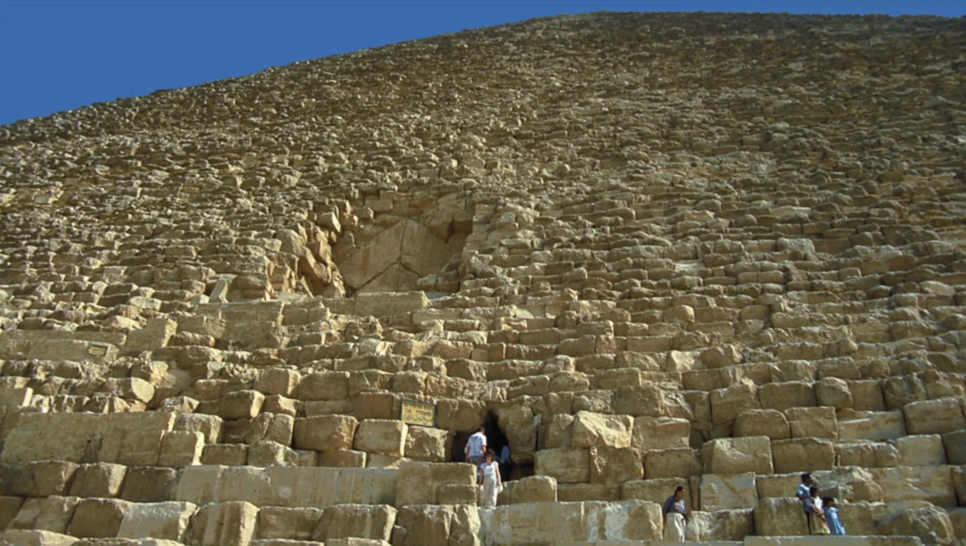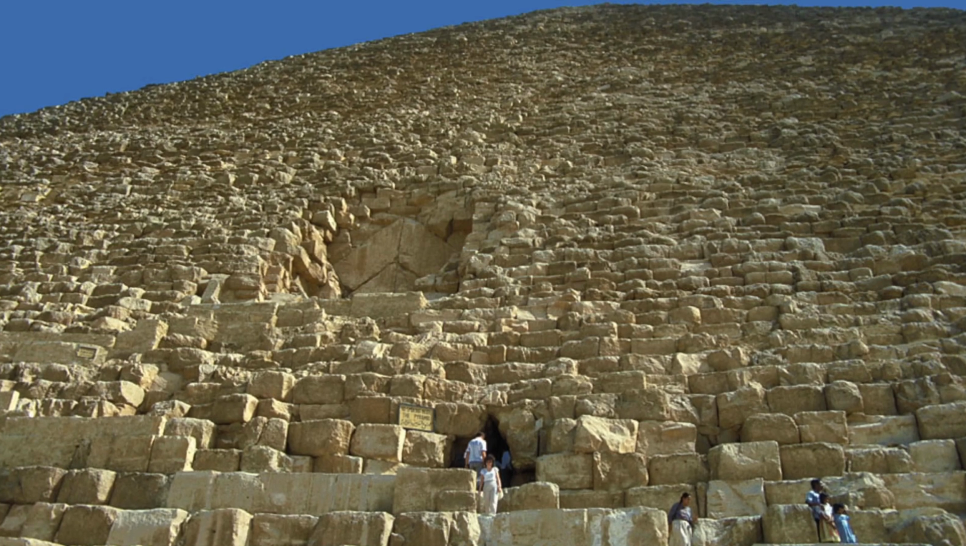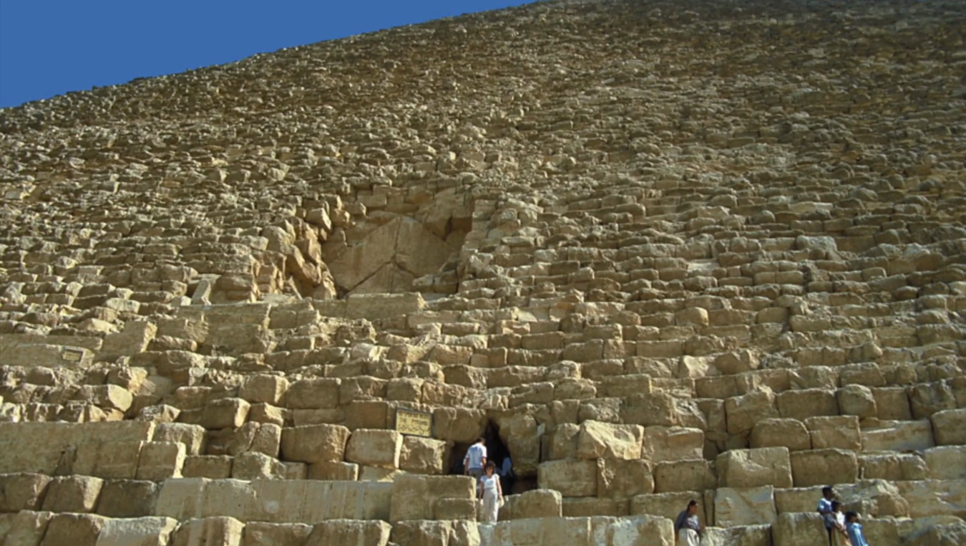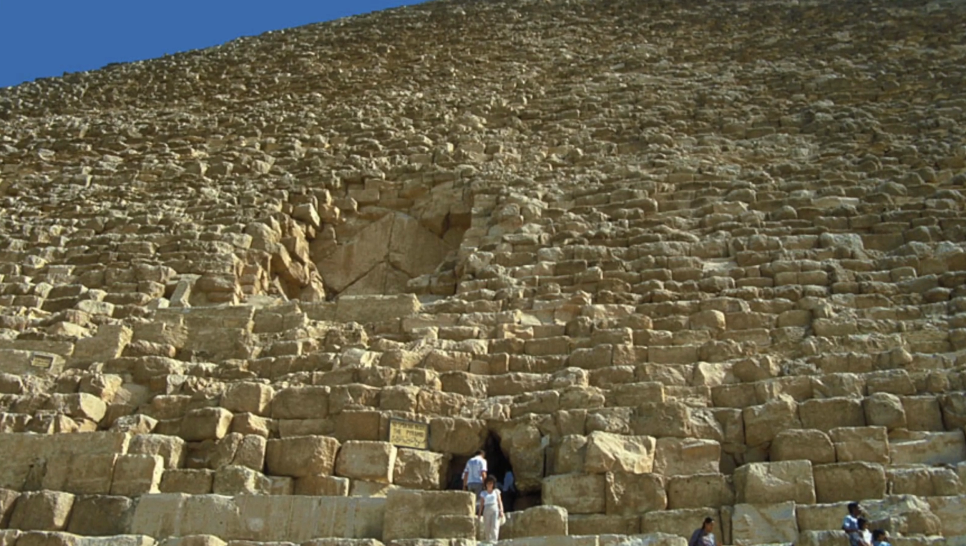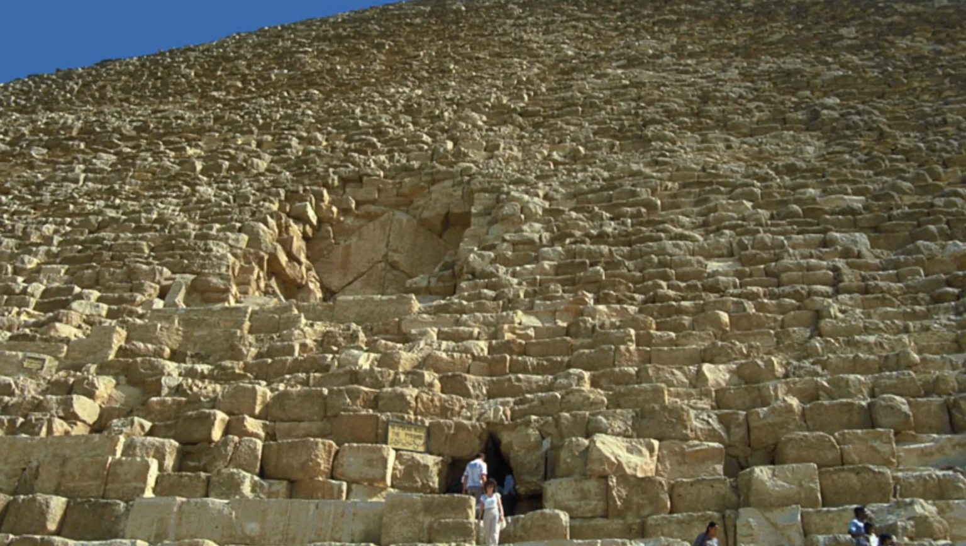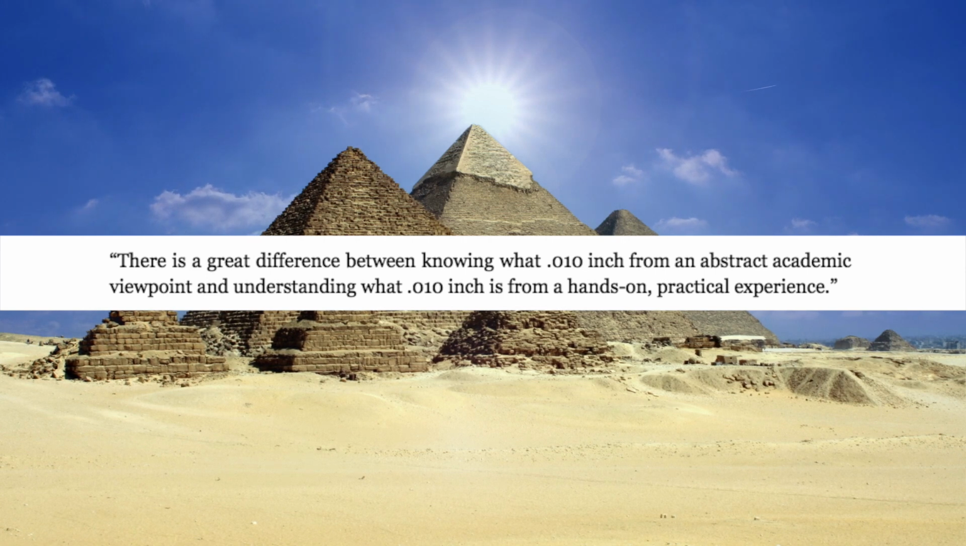The author then raises the everlasting question of why did the builders of the pyramid find it necessary to maintain such incredibly high standards of precision? Dunn then makes a very, very good point. Quote, there is a great difference between knowing what 0.010 of an inch from an abstract academic viewpoint is and understanding what 0.010 of an inch is from a hands-on practical experience.